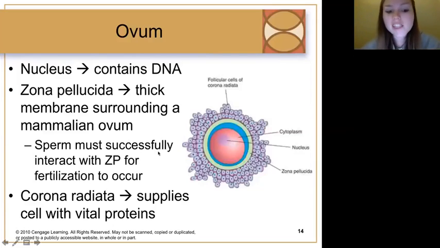Sperm must successfully interact with the zona pellucida in order for fertilization to occur. We'll talk a little bit about that and more specifics later. But that's a really, really important part of the egg structure. And then outside of the zona pellucida, you have the corona radiata, which is all of these little cells that you see hanging out around the egg. And those are important because they supply the cell with vital protein. Because obviously cells need a lot to function and to grow. So it's really good that it has all of these proteins to keep it healthy so that it can then be fertilized.